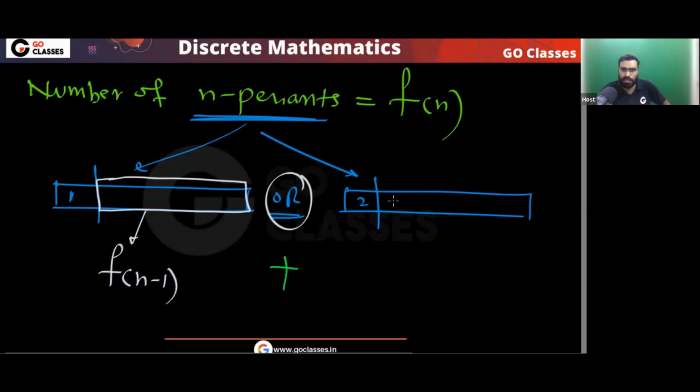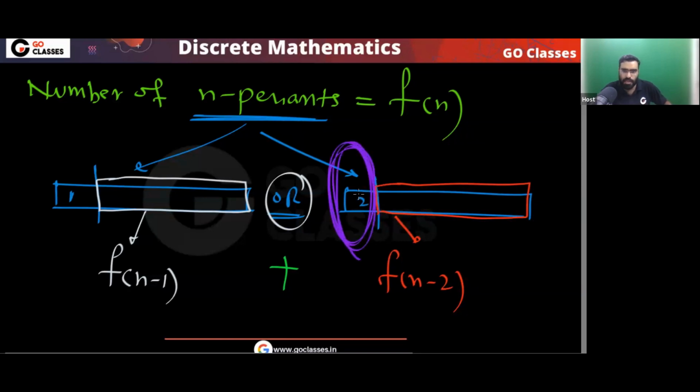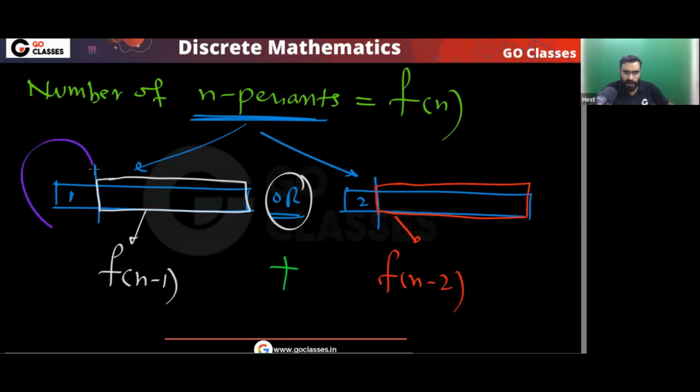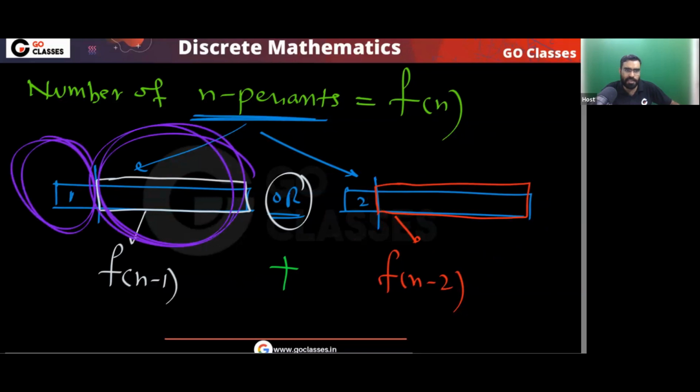If you start with 2, then I want n minus 2 pennants, because the summation I want is equal to n minus 2. So the number of n-pennants, if I start with 2, is the number of n minus 2 pennants. Already this is fixed, I am starting with 2. And if I'm starting with 1, I can count the number of n minus 1 pennants.